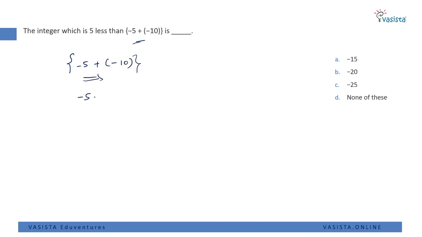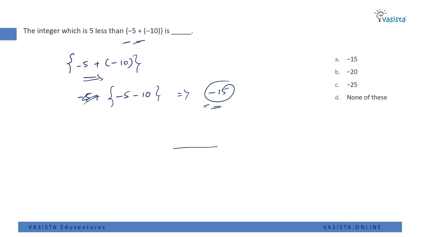Minus 5 plus into minus is minus, right? Minus 5 plus into minus is minus 10, right? Now both numbers have the same sign, so you have to add them here. So this will become minus 15, right? The question is, what? The integer which is 5 less than this number, so that is minus 15.